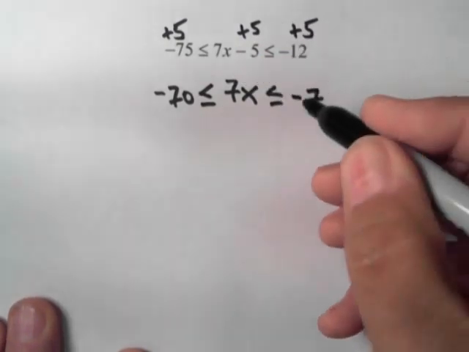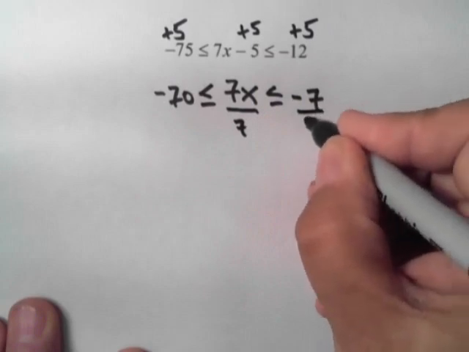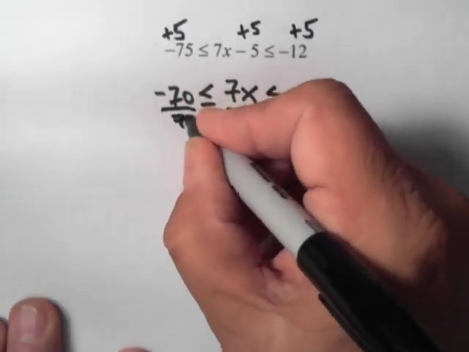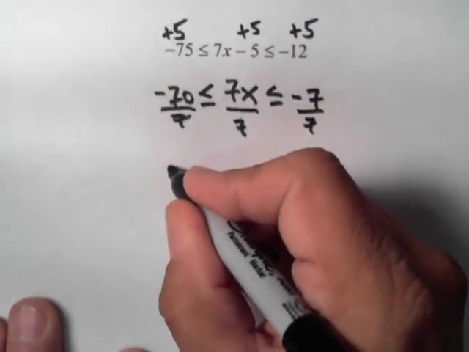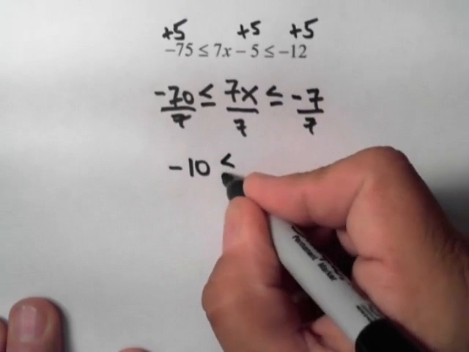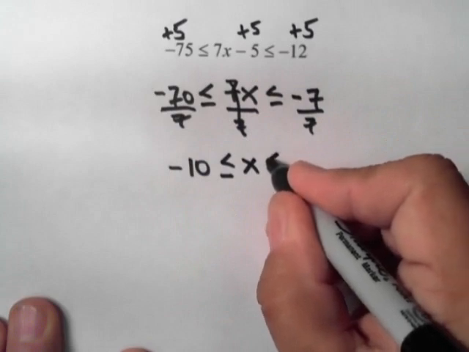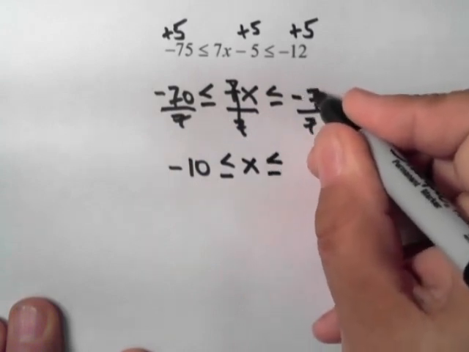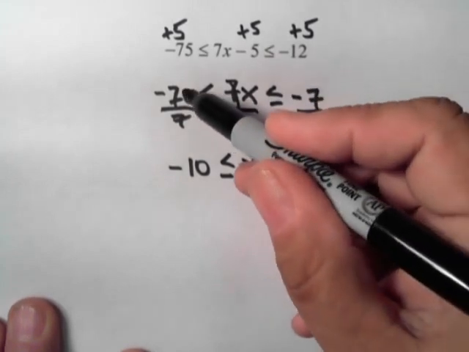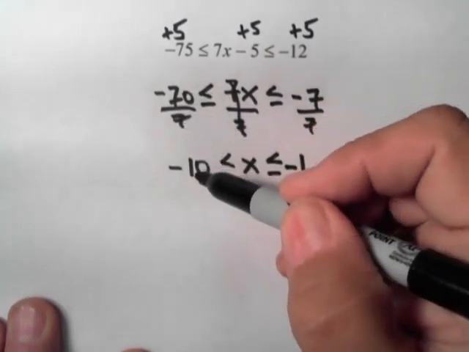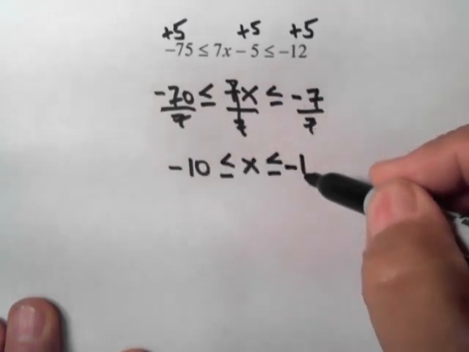Alright, looks good. Now, we got to get rid of the 7 times, so I'm going to divide everybody by 7. Okay, well, here we go. -70 divided by 7 is -10. We got our less than or equal sign. The 7's cancel out here. There's the x by itself. That was our goal. And -7 divided by 7 is -1. Let's double check this. -70 divided by 7, -10. -7 divided by 7, -1.